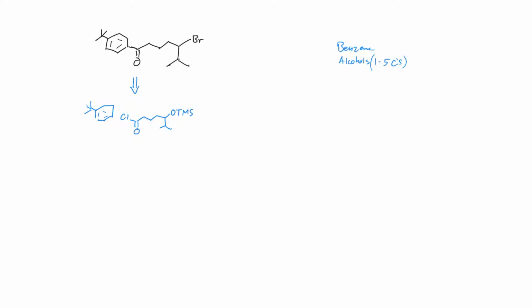I can make this compound, of course, from benzene and t-butyl chloride, and of course I can make t-butyl chloride from the 4-carbon alcohol, so that's a good starting material. So I can start with benzene, I can start with t-butanol. Now the question is, how do I make this other more complex piece? Well, I can make the acid chloride from the appropriate carboxylic acid.